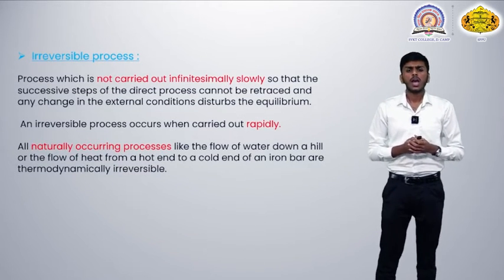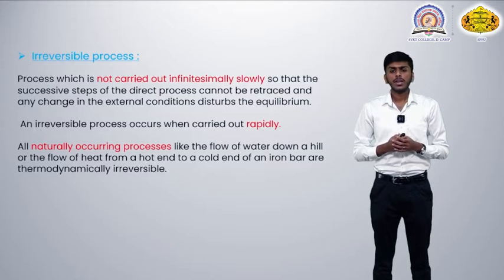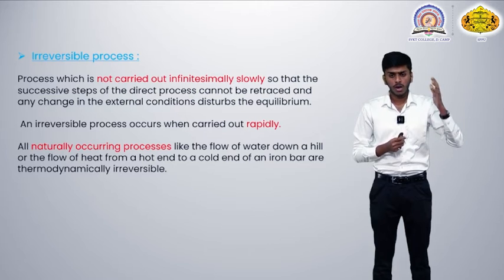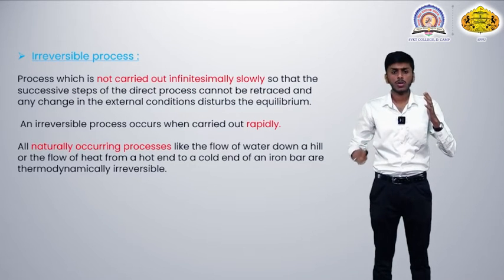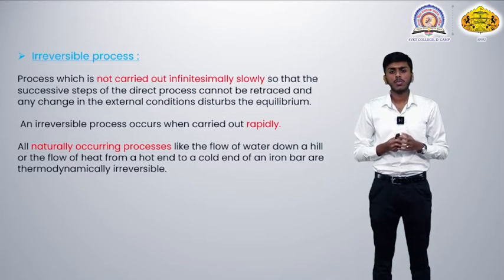Irreversible process. A process which is not carried out infinitesimally slowly, so that the successive steps of the direct process cannot be retraced and any change in the external condition disturbs the equilibrium. An irreversible process occurs when carried out rapidly. Examples of irreversible processes are all naturally occurring processes, like flow of water from hill to bottom, and heat transfer from hot end to cold end of an iron bar. These are some thermodynamically irreversible processes.